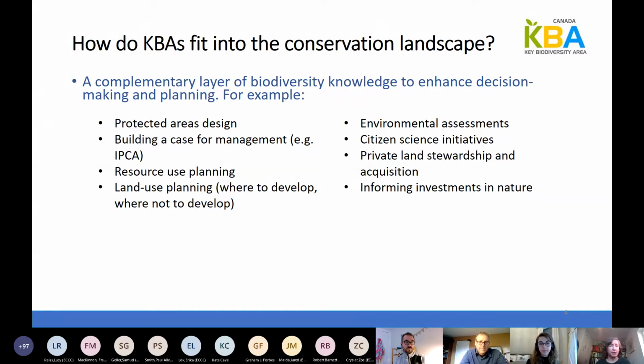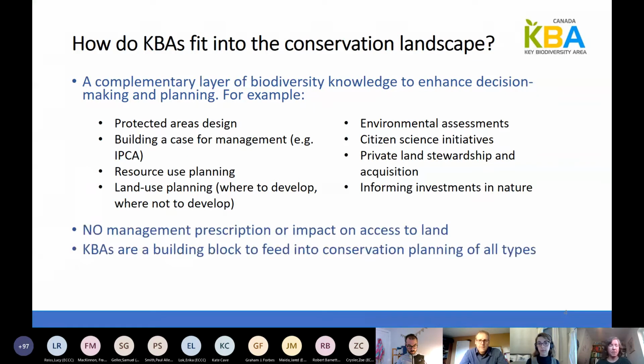But you can also use it for building a case for management, for example, in the development of applications for Indigenous protected and conserved areas, where key biodiversity areas may not be the driving force and should not necessarily be the driving force, but could strengthen the case for a site. It could be used in resource planning, land use planning, environmental assessments, citizen science initiatives, different kinds of stewardship, acquisition of sites for conservation in private lands, for example.